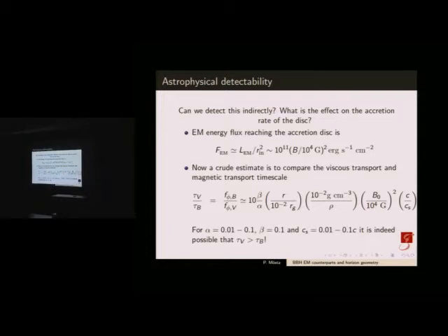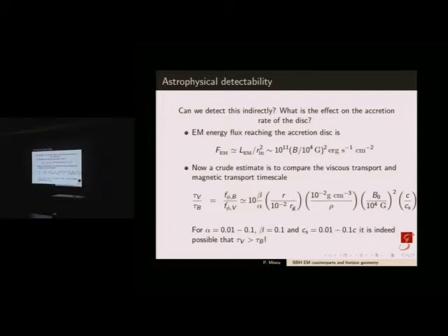So can this actually influence the disk at all? In a very crude approximation, we just wanted to compare the viscous transport and the magnetic transport timescale to have an idea if that has any effect. And so you end up with this formula here. The parameter beta measures the distortion in the magnetic field that we introduced, alpha is the standard disk parameter, and c_s here is the sound speed.